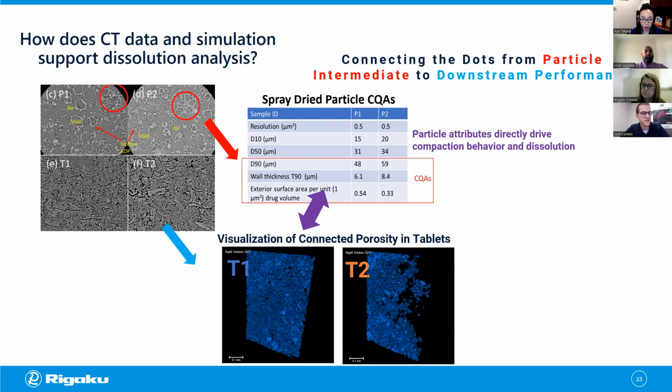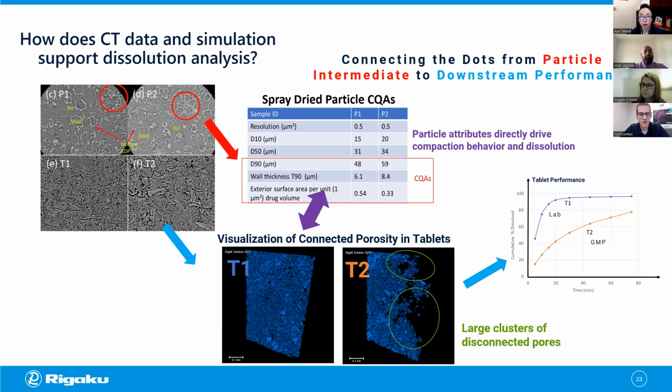So from the tablet CT scans, we actually quantified the connected porosity within each tablet. These two visualizations in blue are all of the connected pores within each tablet. And we see that T1 has a very nicely connected porosity regime. And then in T2, we actually have some large clusters of disconnected porosity, circled in green here. And this is ultimately some of the key findings from the study. And we were ultimately able to tie that back to the dissolution performance.